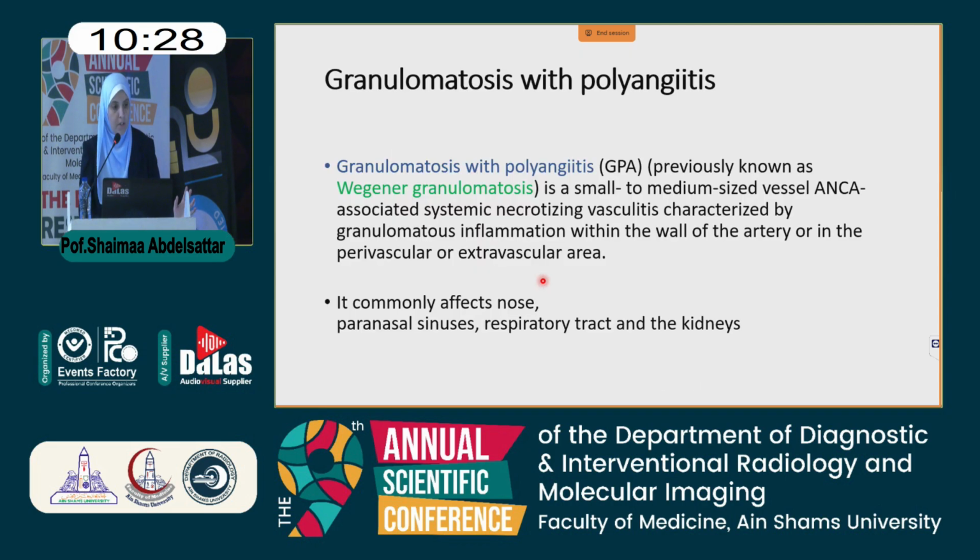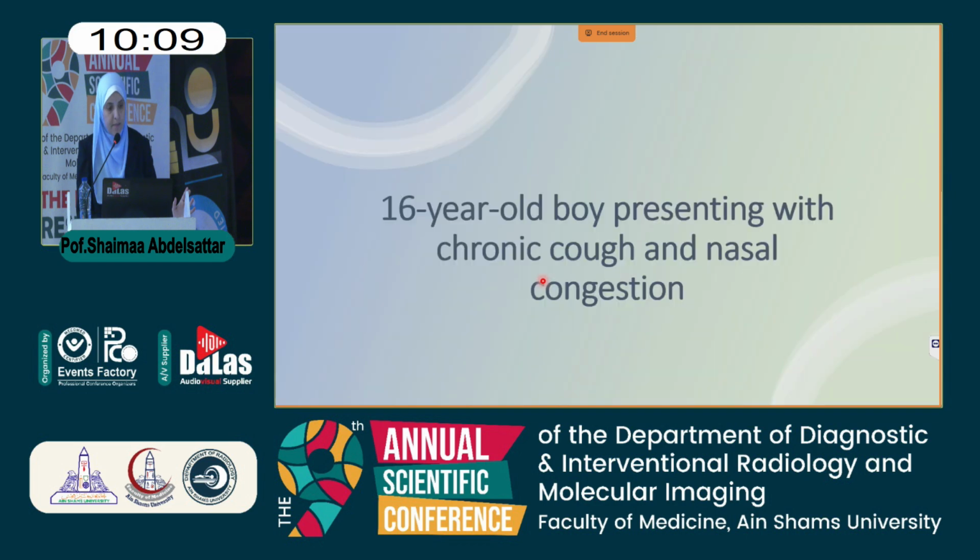Both cases were granulomatosis with polyangiitis, which was previously known as Wegener granulomatosis, a small to medium-sized vessel vasculitis characterized by granulomatous inflammation within the wall of an artery or in the perivascular or extravascular area. It commonly affects the nose, nasal sinuses, respiratory tract, and kidneys.